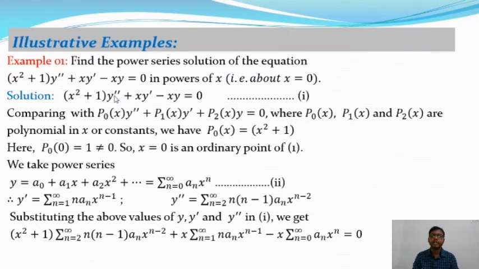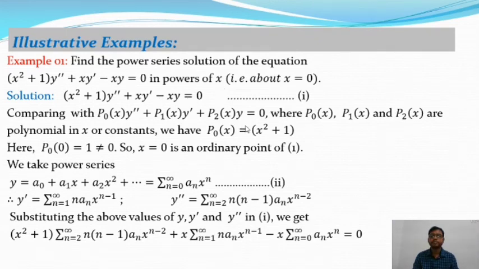So here is the given differential equation: (x² + 1) y'', that means d²y/dx², plus x y', that means x dy/dx, minus x y is equal to 0, and we call it equation number 1. Now comparing this equation with p0(x) y'' + p1(x) y' + p2(x) y = 0, where p0(x) = x² + 1, p1(x) = x and p2(x) = −x.